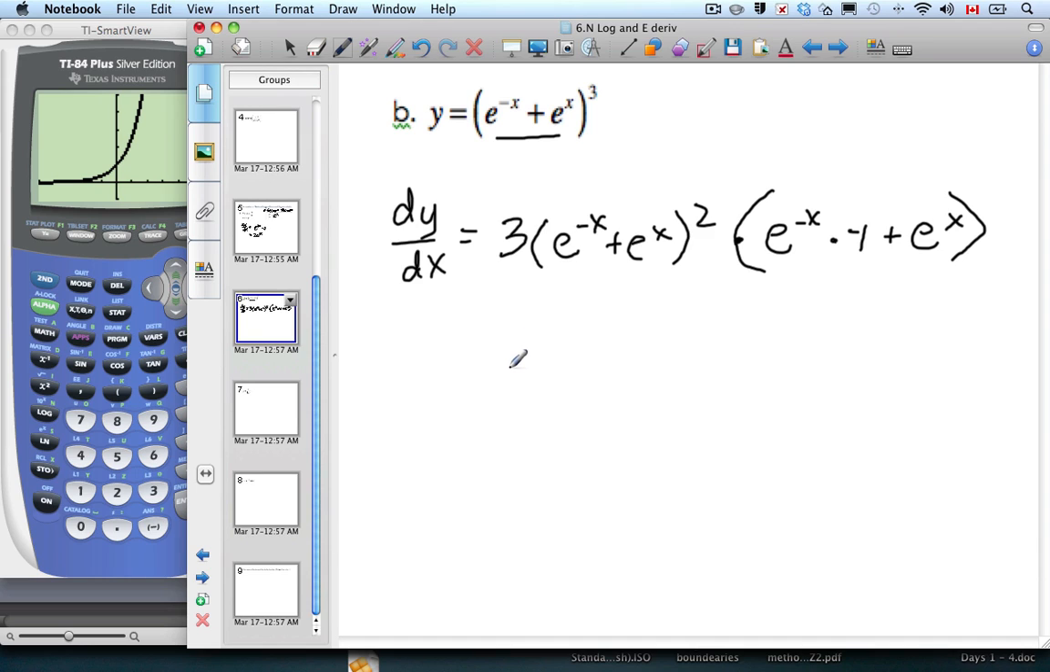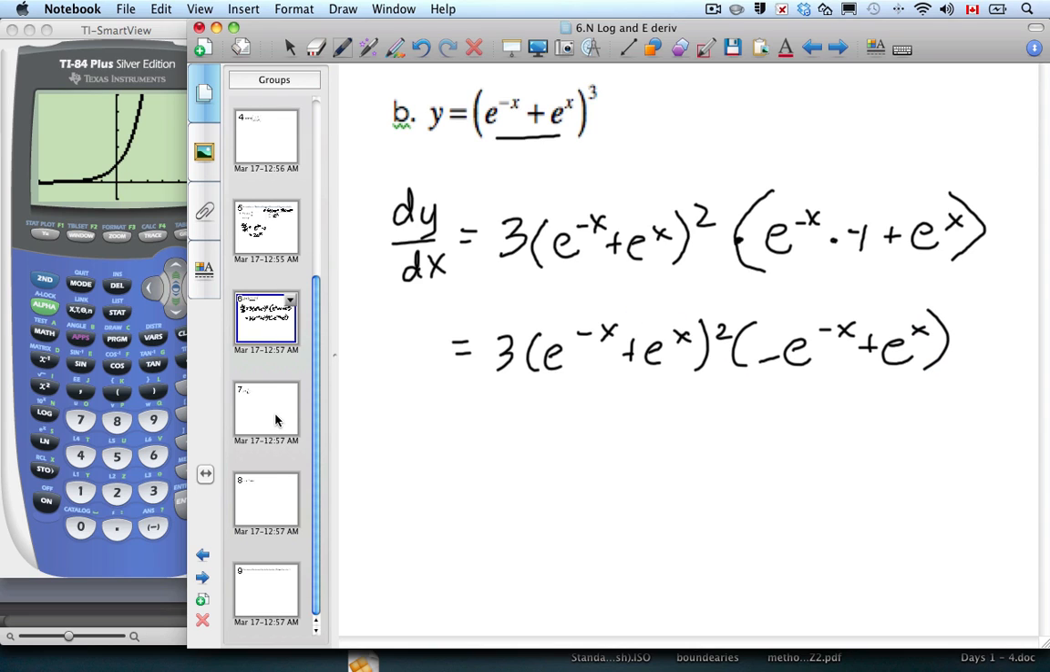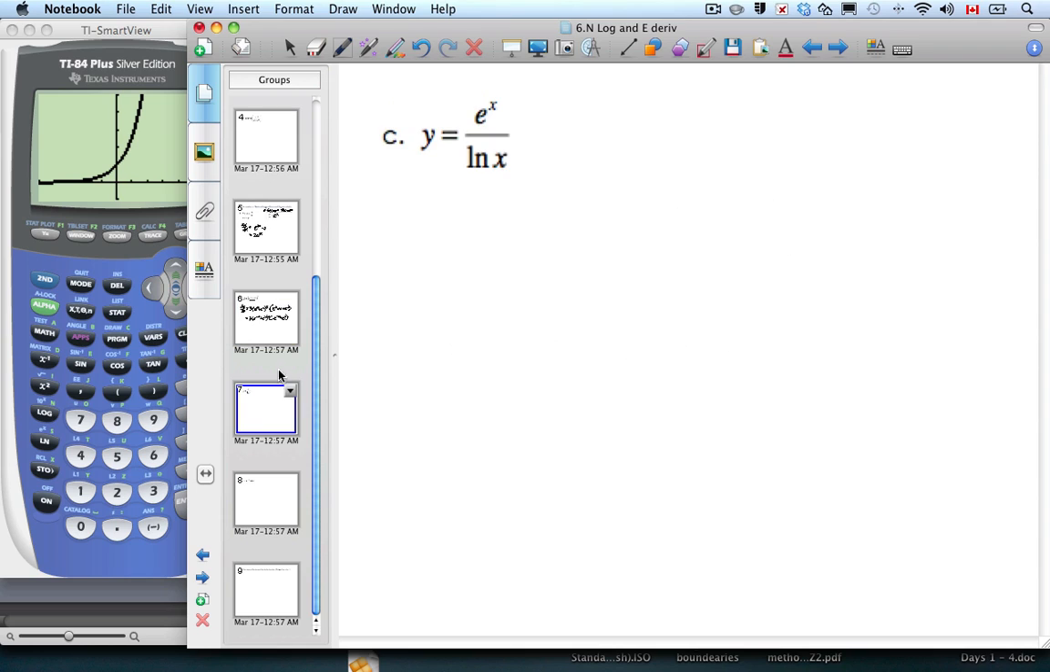All right, so do you want to clean this up? Let's clean this one up. It's not too big of a deal to just rewrite that as negative e to the negative x plus e to the x. Okay, let's just leave it like that for today, because we're just looking at how to take the derivative. All right, next one.